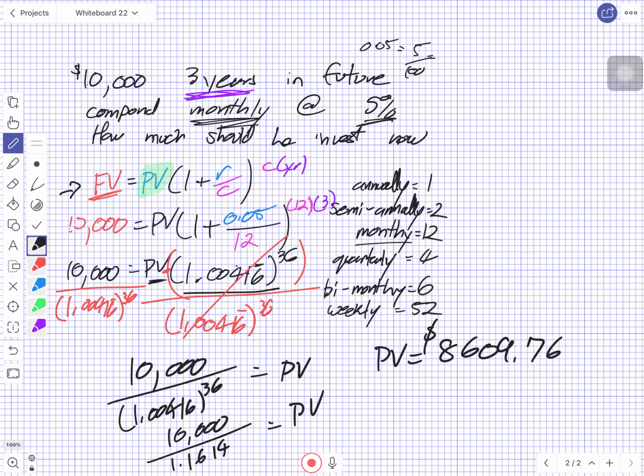So what we did is we actually took the future value formula and we calculated present value. So I don't have to remember 2 different formulas. I just got to know 1 formula. But when I get a question, I have to decide: are they asking me to calculate the present value, or are they asking me to calculate the future value?